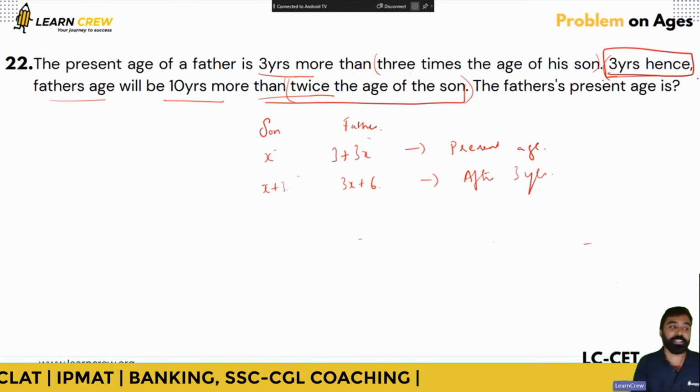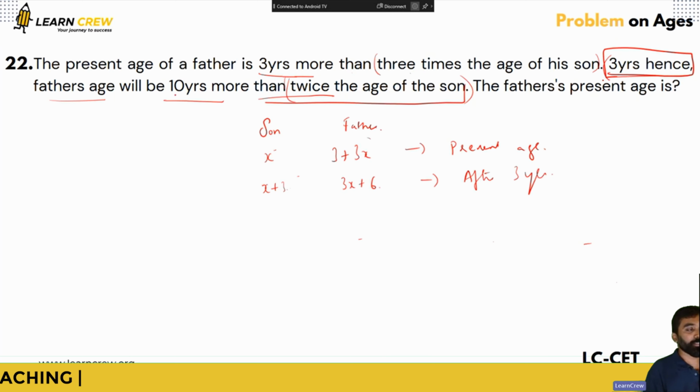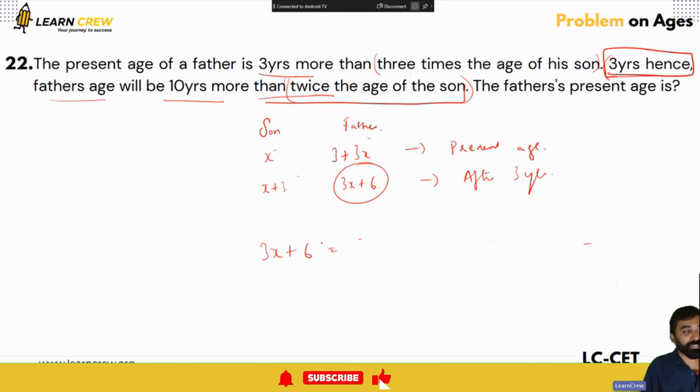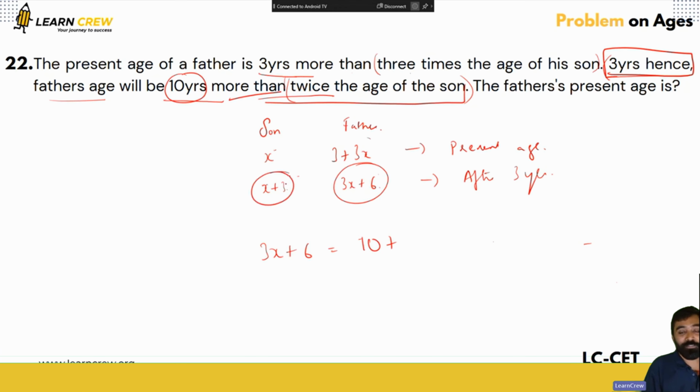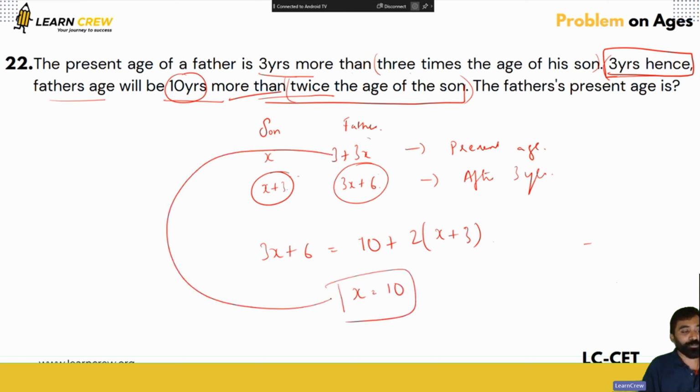Now what are they saying? 3 years hence, the father's age will be 10 years more than twice the age of his son. The father's age after 3 years is 3X plus 6. They're telling this is equivalent to 10 years more than twice the age of his son, which after 3 years is X plus 3, so 2 into X plus 3. Now X is equal to 10. This I'm going to substitute over here.